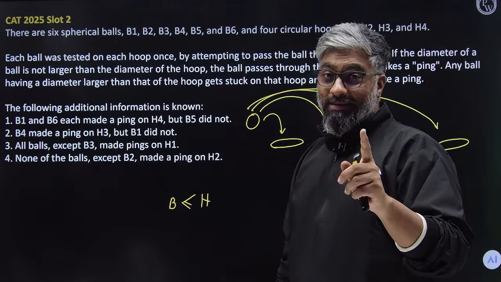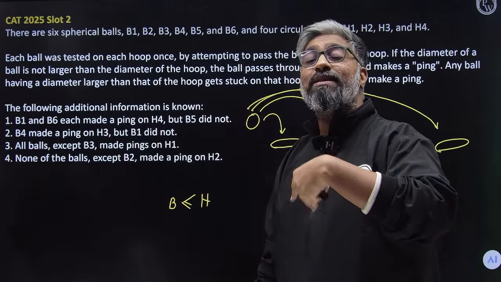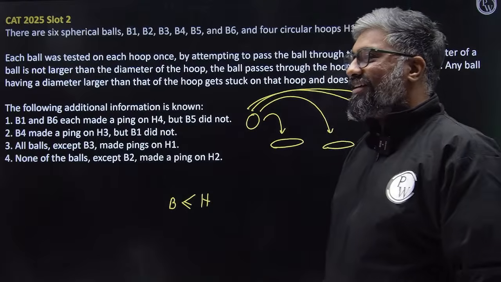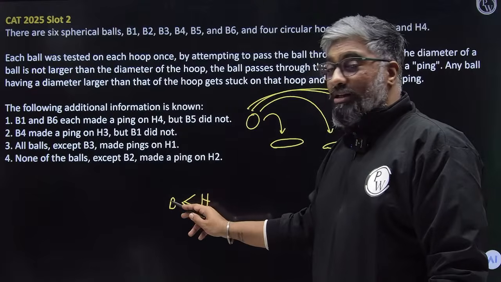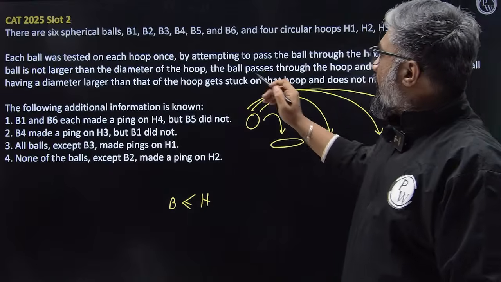Sangram, provided even if you're making a mistake, you can make a mistake with the unnecessary stuff, not with the ones that is actually asked, okay? Yeah, so ball's diameter should either be less than or equal to the hoop's diameter. And what are the things?